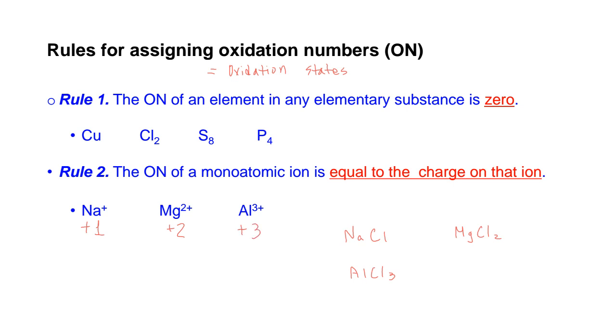This rule also applies to the cation in an ionic compound as well. So the oxidation number of sodium in NaCl will be +1, in magnesium chloride it is +2, and in aluminum chloride the aluminum oxidation number will be +3. So this is easy, right?